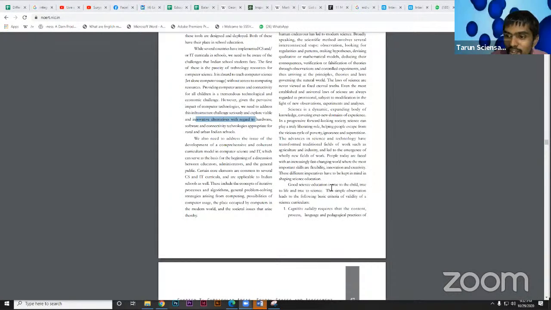Very deep and meaningful statement, right? The simple observation leads to basic criteria of validity of a science curriculum. When do you say that your science curriculum is valid? They're saying these are the criteria.